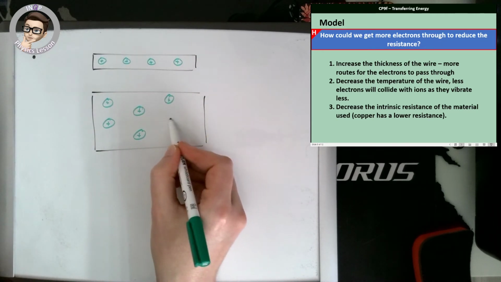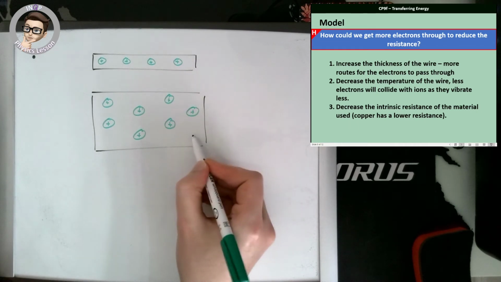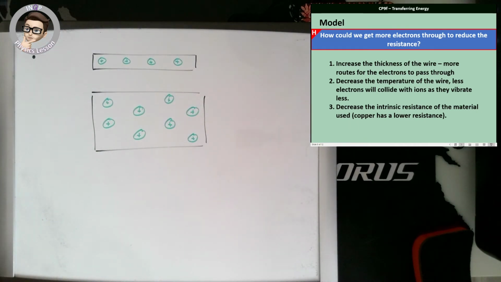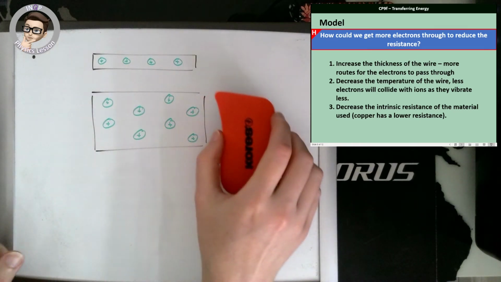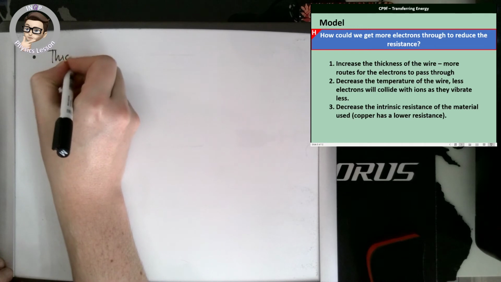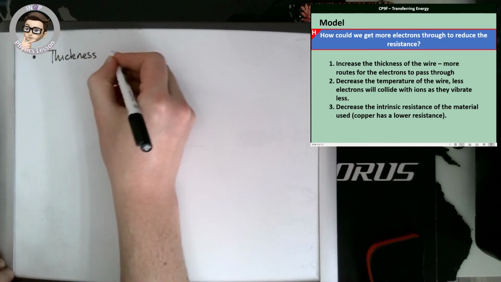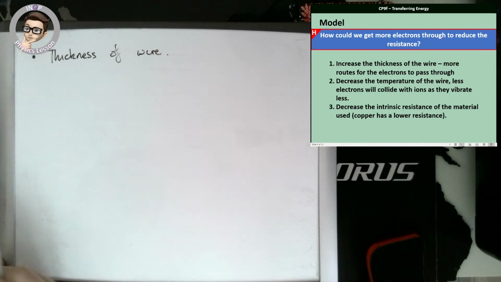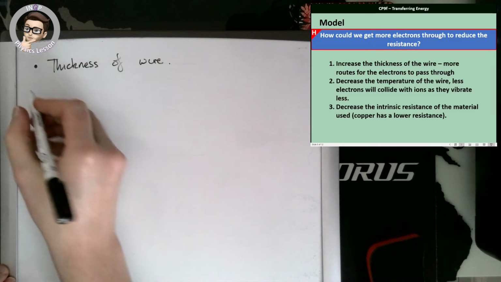So if we increase the thickness, there are more paths for those electrons to travel without any collision. So that is kind of like if you've got a road and you have a traffic jam, opening up a road next to it is going to allow more cars to pass through. So it gives more routes for those electrons to pass through. Okay, there's our first one. Well, our second point, in fact, let's write that down. So thickness of the wire. So the thicker it is, the more current can flow.